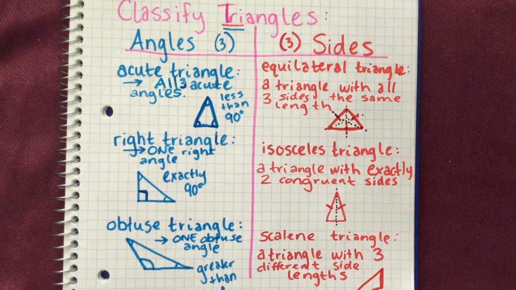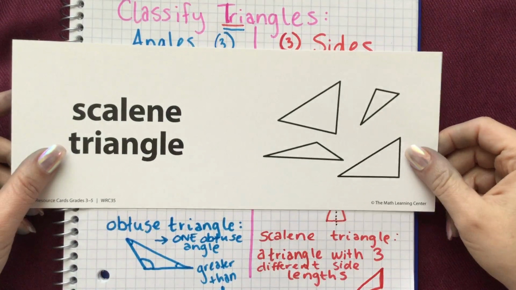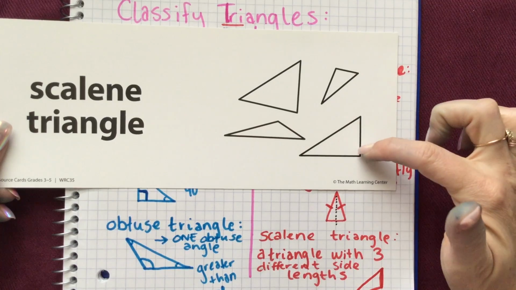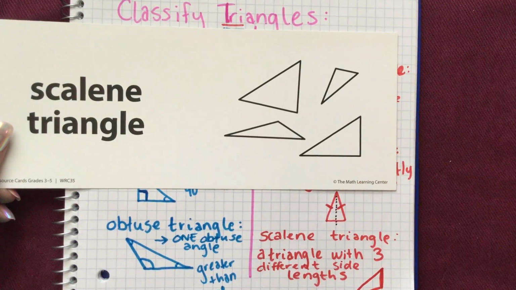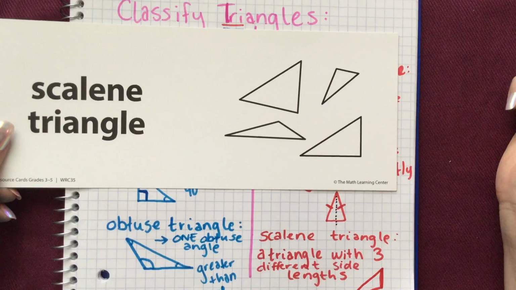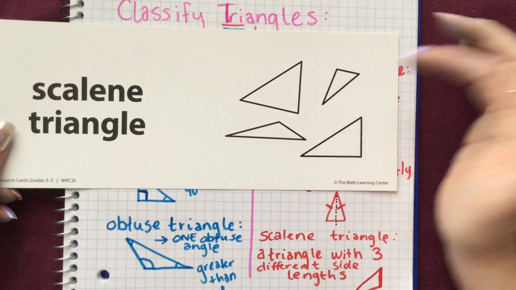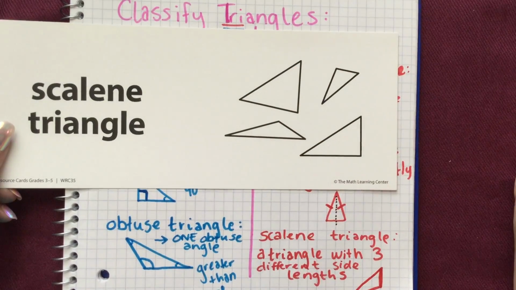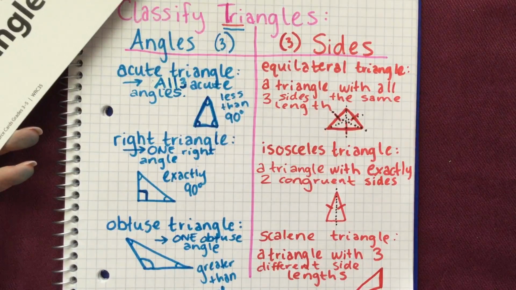So looking at this one, what do you notice? This one is a right scalene triangle. This one is a right scalene triangle. This is an obtuse scalene triangle. This one is an acute scalene triangle. All right, let's look at this one.